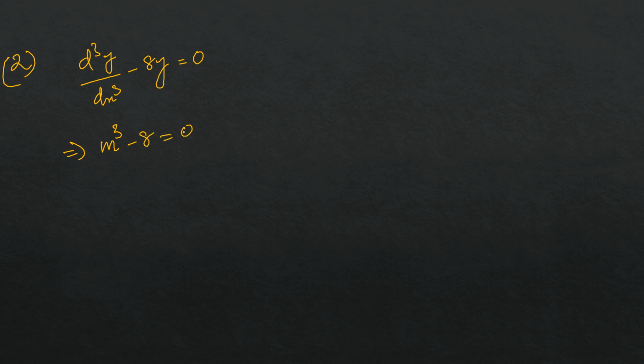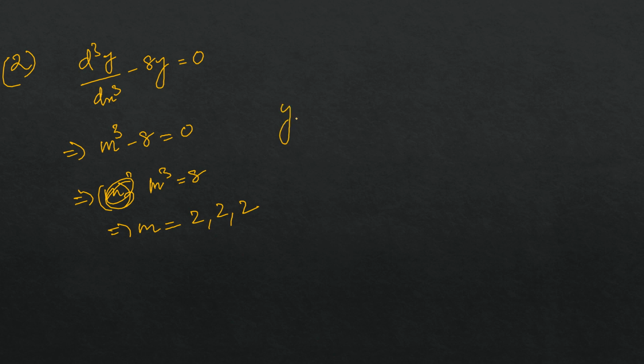Next, question number 2. d cube y by dx cube minus 8y is equal to 0. So this is m cube minus 8 is equal to 0. So m cube is equal to 8, so m is equal to 2, 2, 2. So I can write y is equal to (c1 plus c2x plus c3x square) e to the power 2x.